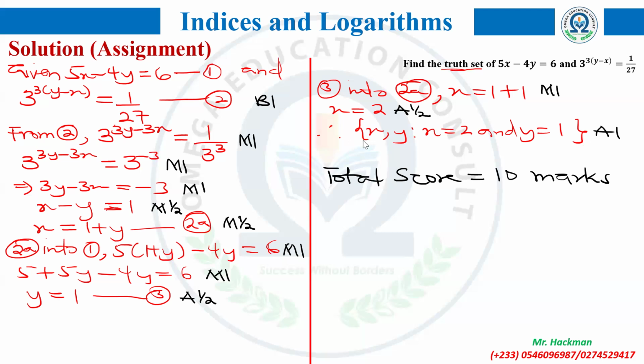So therefore, x, y is such that x is equal to state its value and y is equal to 1. Or someone equally can write x comma y is such that x is equal to 2, comma, y is equal to 1. And remember, I've told you in math, comma is the same as "and". These two can be used interchangeably. So the whole of this, which was your assignment, should be 10 marks.